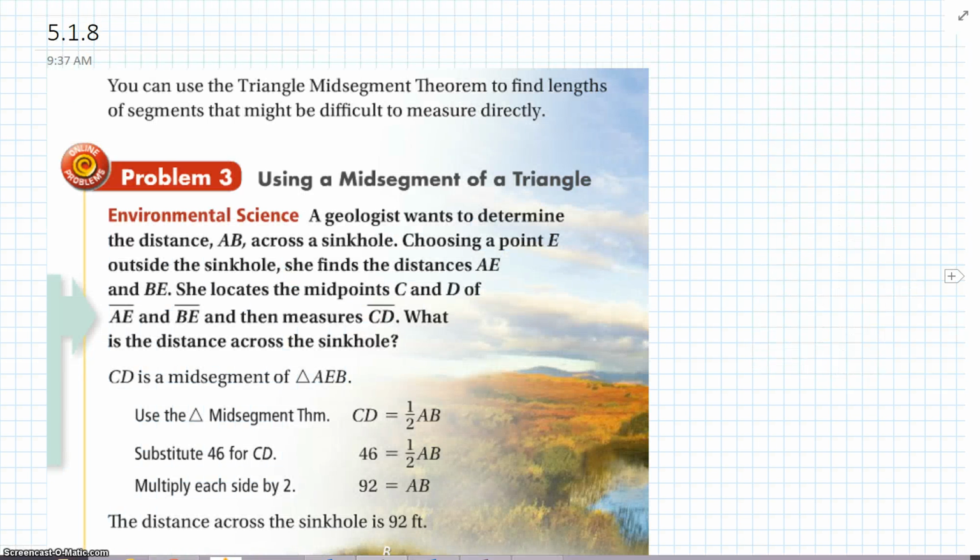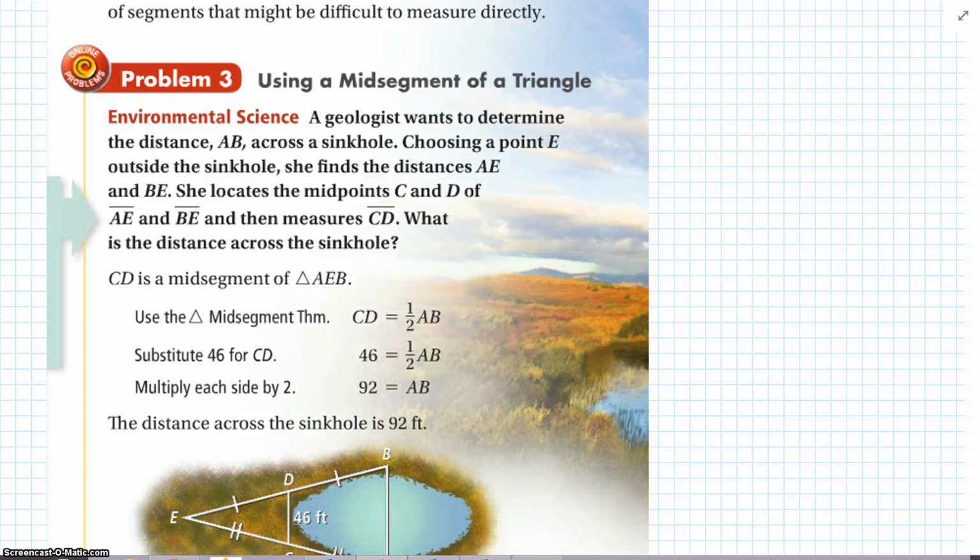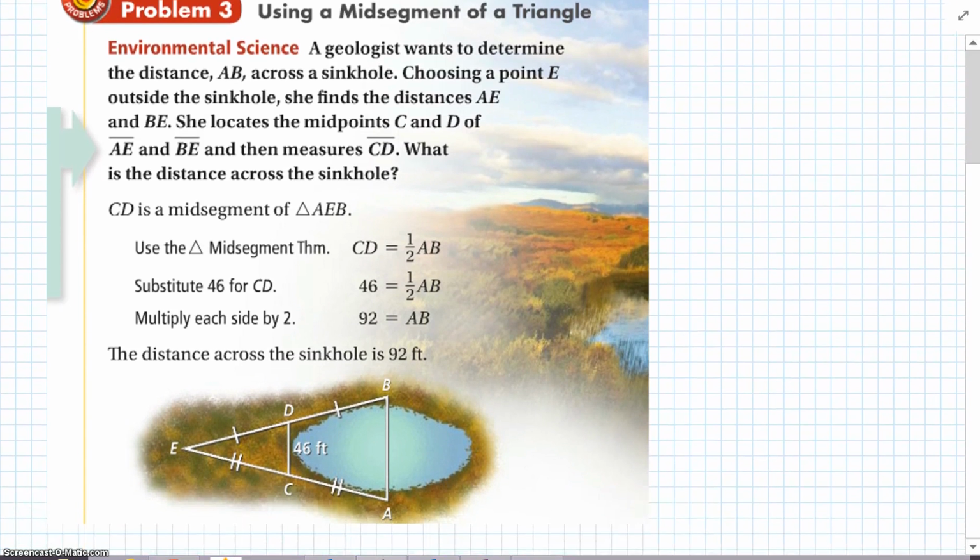Okay, using mid segments of a triangle. Okay, this is a great example. A geologist wants to determine the distance AB across a sinkhole. Choosing a point E, and I'll use my yellow highlighter. Well, maybe I'll use a different color. Maybe I'll use red. Circle point E outside the sinkhole.